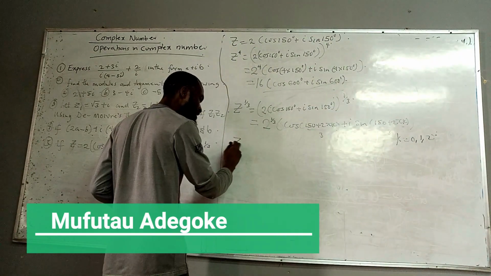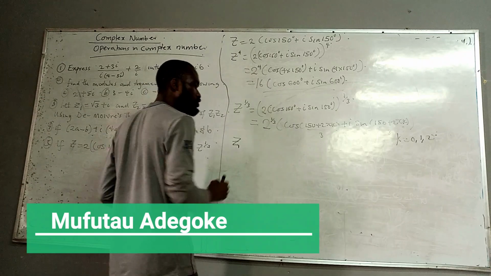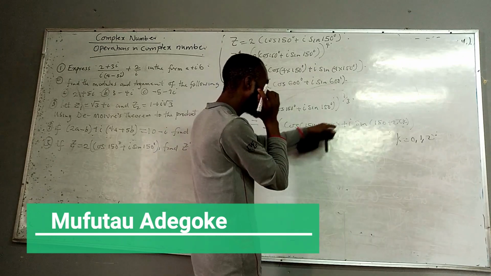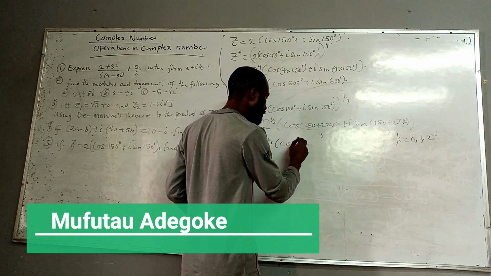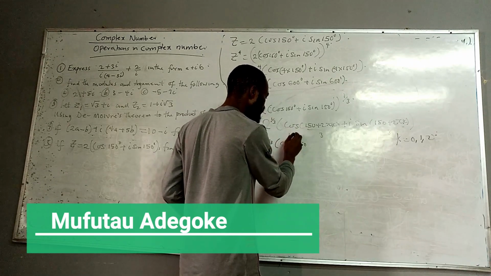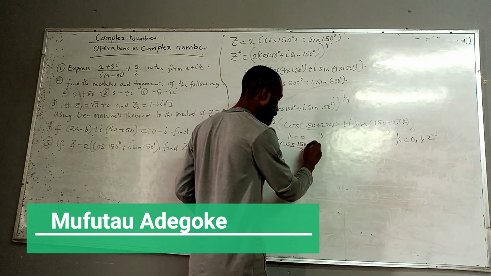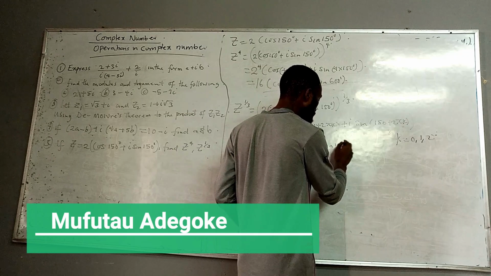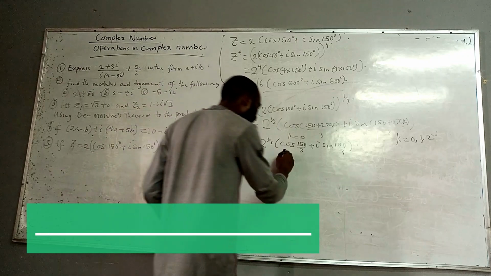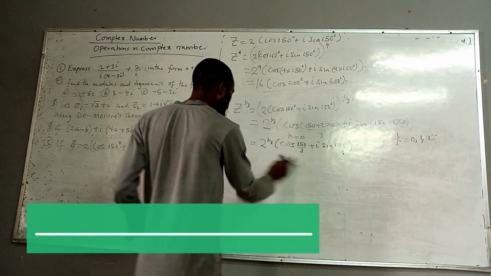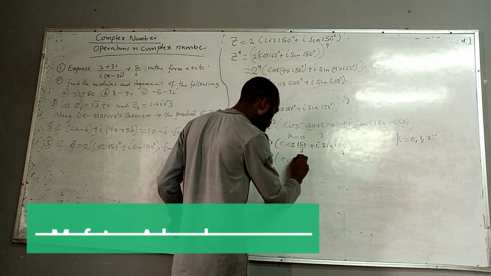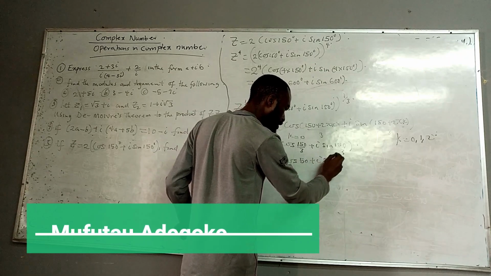The first one, for z1, first root, my k will be 0. Then I have 2 raised to the power of 1 over 3 cos. If k is 0 here, I will just have cos 150 over 3, which is 50. This is when k is equal to 0. 150 over 3 plus i sine 150 over 3. That is the first root. You can press your calculator. This will give me 2 raised to the power 1 over 3 cos 50 plus i sine 50.